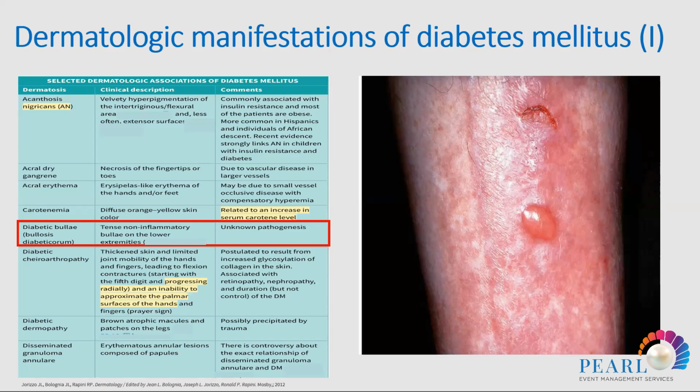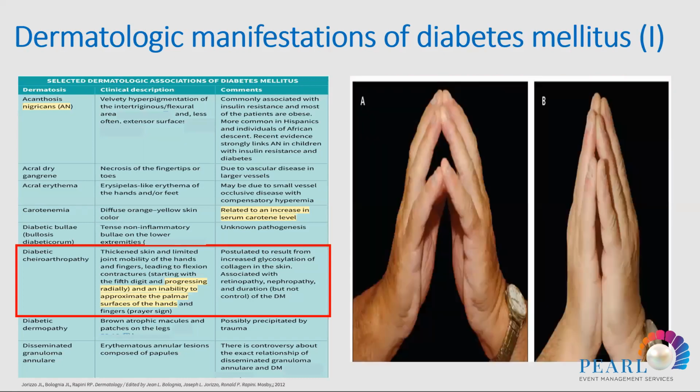How about the diabetic bulla, where patients may present with tense non-inflammatory bulla on the lower extremities, and this is due to an unknown pathogenesis. Sometimes patients may also have diabetic arthropathy, where the skin is thickened and there could be immobility. We have the sign called the prayer sign, where patients are not able to put their hands together, the palmar involvement. As you can see in picture B, this is the patient after receiving treatment and is able to approximate the palmar surfaces of the hands and the fingers.